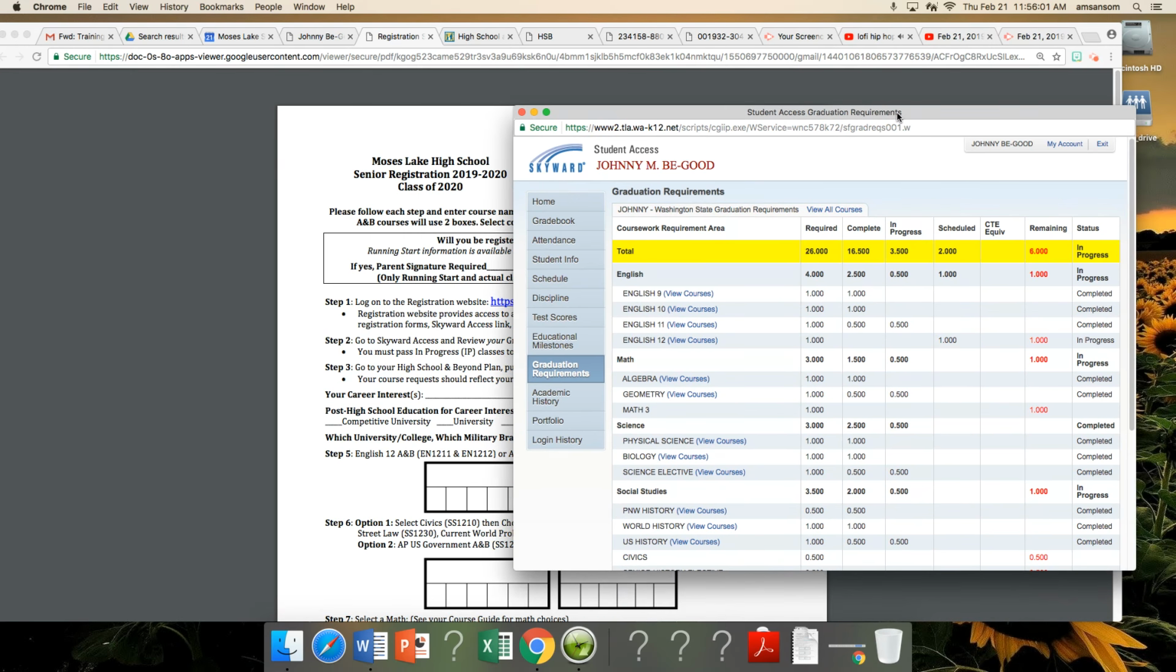This is important because you're going to see what you have remaining until you graduate, right here in the red, and what you currently have in progress. So this student is Johnny B. You can see right here in the red, he has 6 credits left. So it's important to look at your graduation requirements to make sure you're signing up for the classes you have to take before you can graduate. So Johnny has 6 credits left.